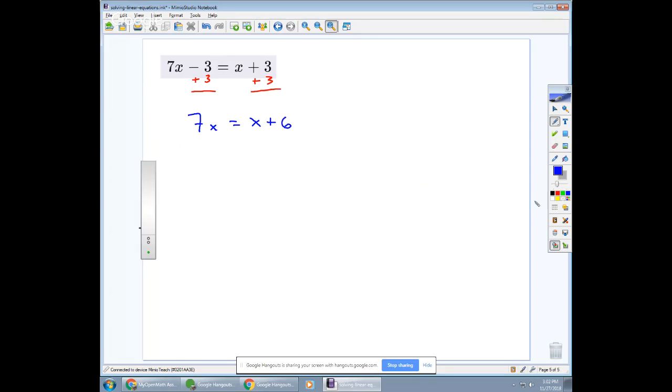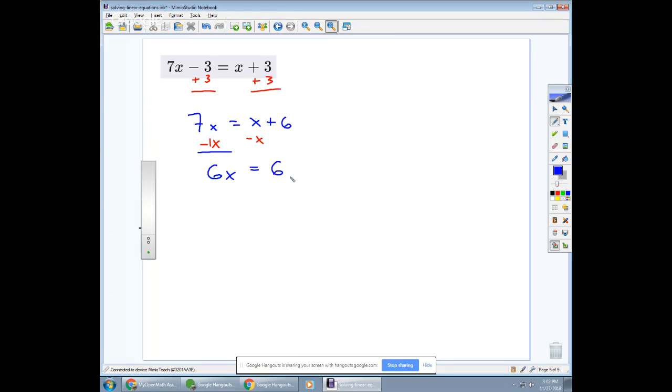On the other side, I now have x plus 6. This x needs to move to the left. Now, two things to consider. It's connected by addition, and it's positive at the moment. And so I'm going to subtract an x, subtract an x. Now, that's really 1x there. So 7x's minus 1x is 6x's. x minus x is 0. 0 plus 6 is 6.